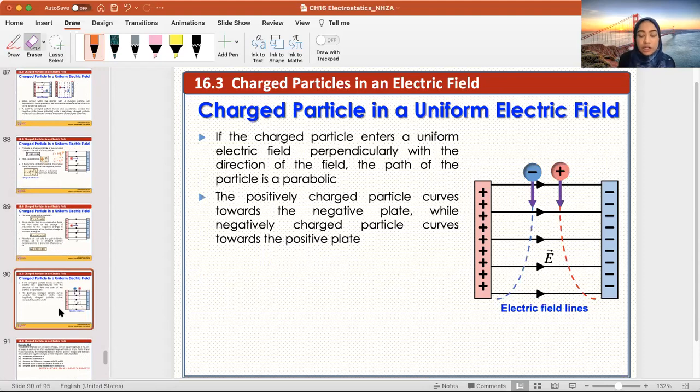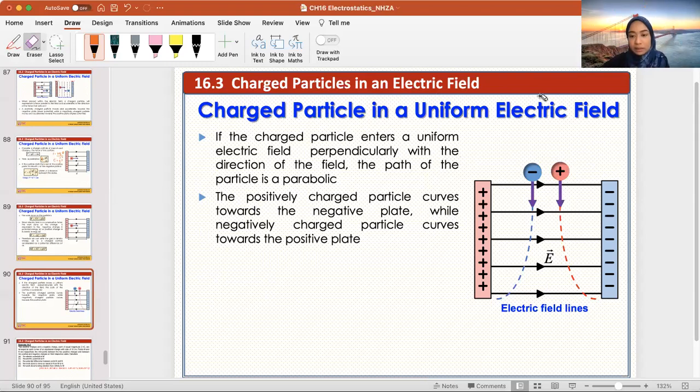Okay, and then we have a charged particle in a uniform electric field. A uniform electric field is applied by the plates. Why is it uniform? Because the plates do not move. They are just stationary there, applying a constant electric field. So when you put in a negative charge and a positive charge, perpendicular to the plates, put it like that.